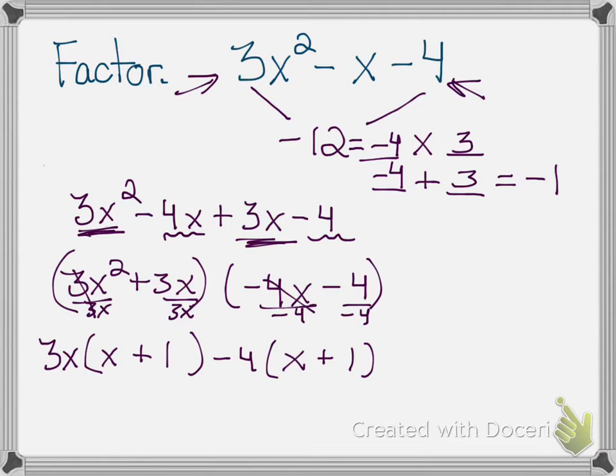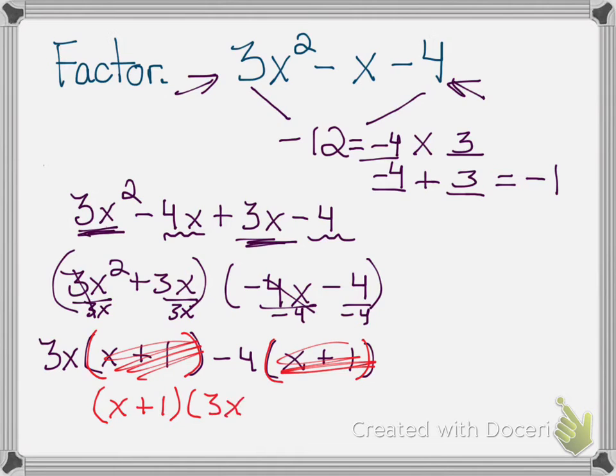Then looking at my answers that I have so far, I'm going to say, what is my common factor? It is x plus 1. So I'll take out my x plus 1 in front. And when I take them out, I'm left with 3x minus 4. And that's it.